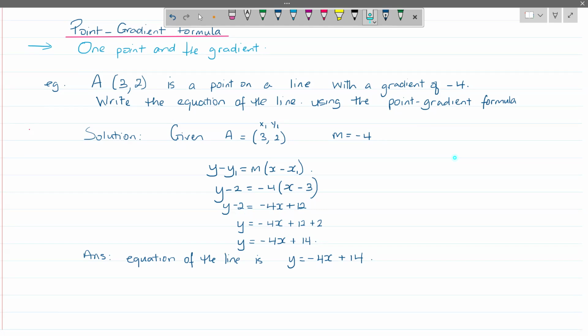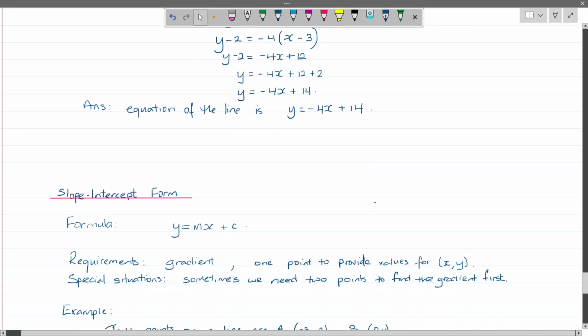So we get 12 plus 2 to give us 14. So y is equal to -4x plus 14. The equation of the line is y is equal to -4x plus 14. Everybody okay with that? Yes? Sure? All right.